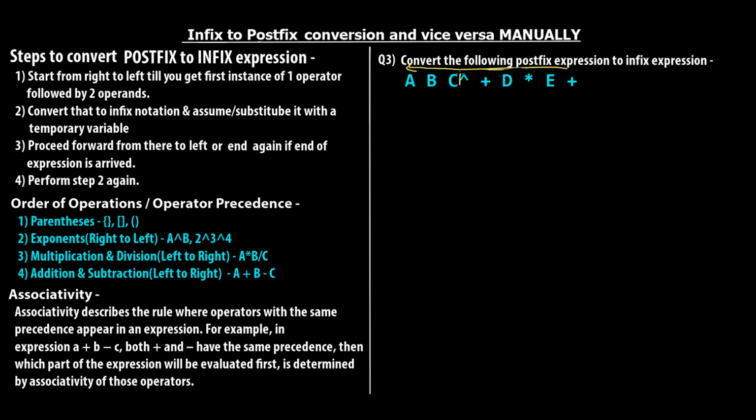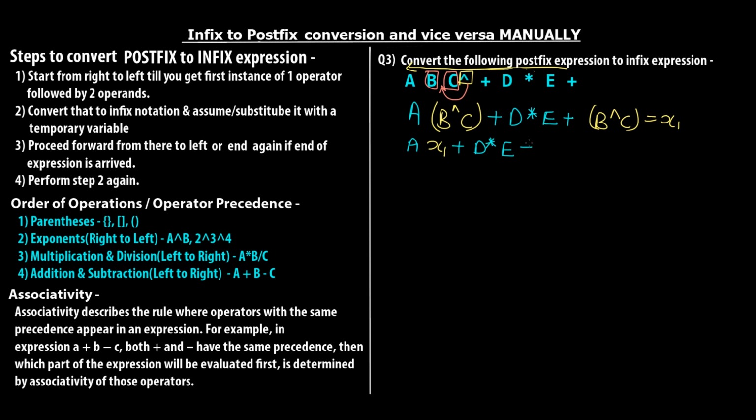But when you see this raised to sign, this caret, after this caret we have c and b, that is two operands. So you have to convert this to infix. So caret comes in between. So everything else will be as it is. We have a, and then we have b raised to c, and everything else is as it is. And we have to substitute b raised to c as x1. So this equation will now become a, then we have x1 plus d star e plus.